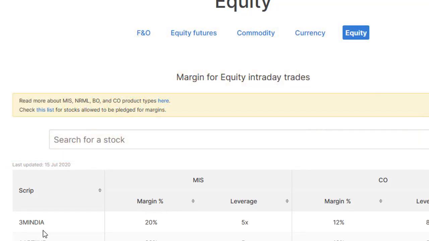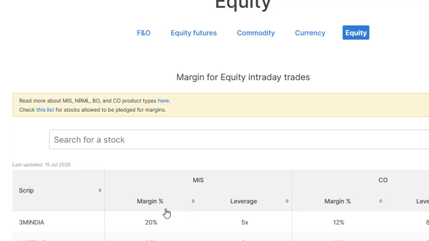Take 3M India again: the leverage is available 5 times, so you can buy 5 times more stocks, and the margin is mentioned as 20%. It might be confusing for beginners, but it's very easy to understand. Let's think the current stock price is 100 rupees for 3M India, and you have a leverage of 5 times. Technically, you have to use only 20% of the amount. You don't need to use the complete 100 rupees to buy this, because you have a leverage of 5. Using that, you can spend only 20 rupees on this stock. You're being offered 5 times more to buy the stock, so you need to pay only 20 rupees from your account. That's how margin percent works.